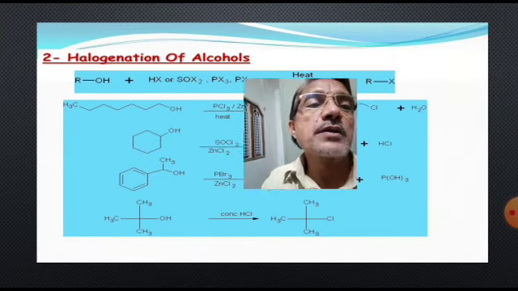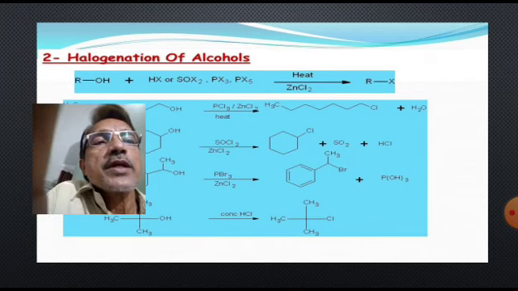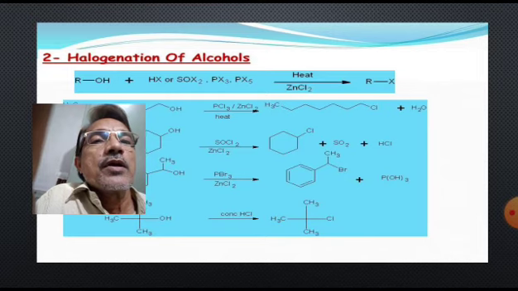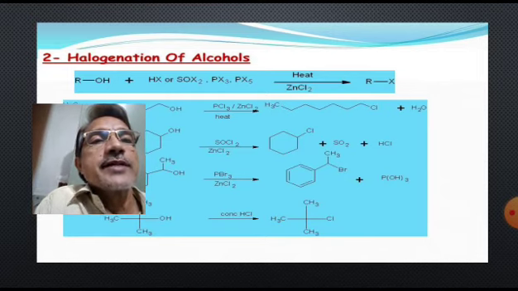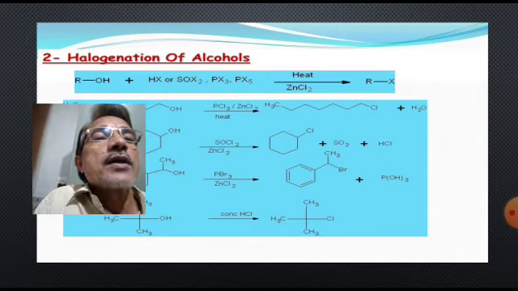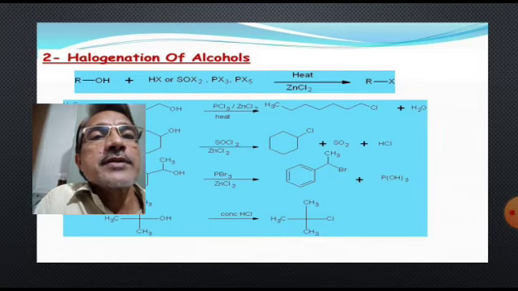Halogenation of alcohols. Halogenation of alcohols also gives alkyl halides. When an alcohol is treated with a halogenating agent, it gives an alkyl halide. The halogenating agent may be hydrogen halide, thionyl halide, phosphorus trihalide or phosphorus pentahalide, that is HX, SOX2, PX3 or PX5.